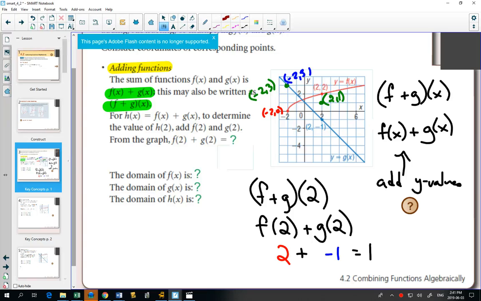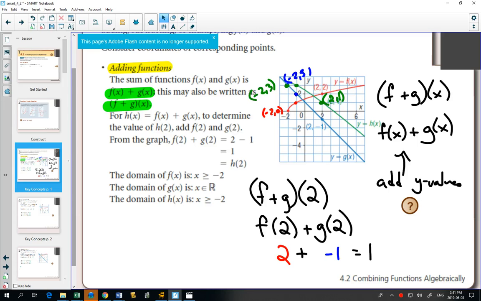Are there any other nice points you could add? Maybe this one and this one. What's 1 plus 2? 3. So the textbook goes through, it adds a bunch of them, puts those points in.